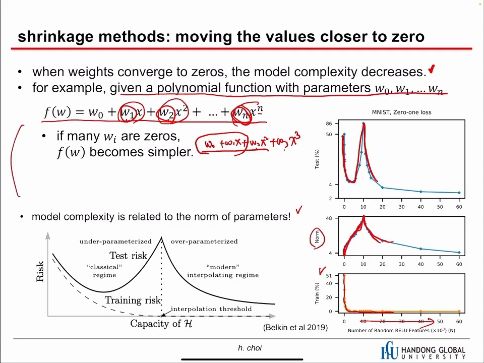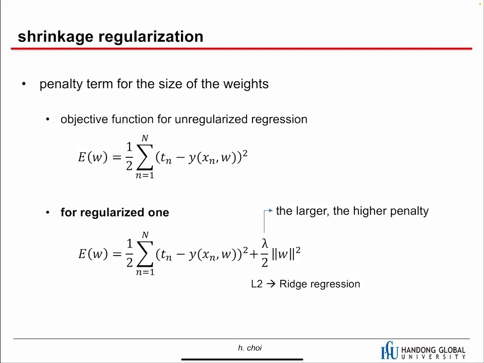So now if we shrink the parameters, then that helps. That puts lots of constraint on the model complexity. We're going to talk about how we can actually shrink the model complexity. We will use a penalty term for the size of the weight. The objective function for unregularized regression looks like this. And to regularize this objective function, we simply put this additional term.